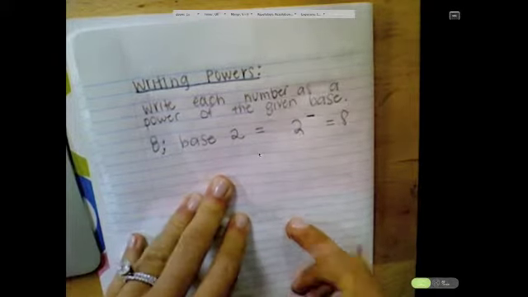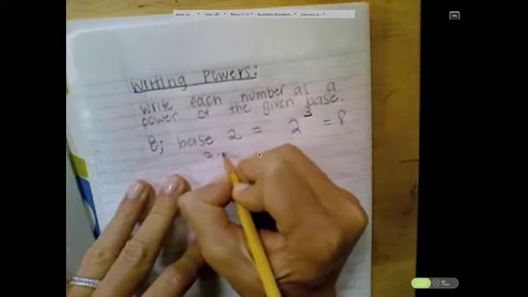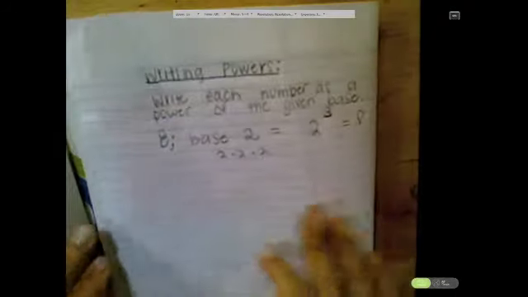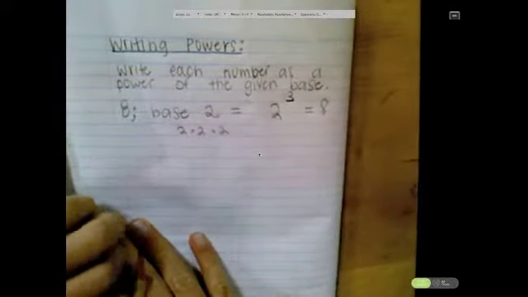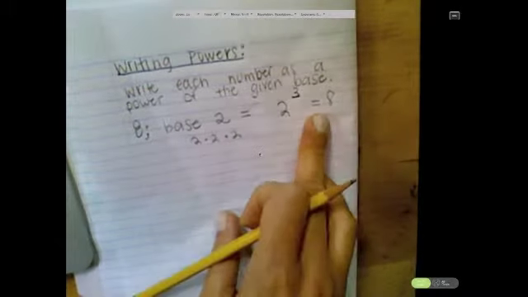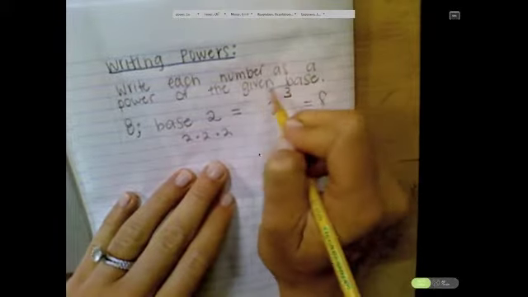Good. We know that 2 to the power of 3 is 8 because 2 times 2 times 2 is 8. If you don't know that off the top of your head, all you have to do is multiply the base by itself until you get the solution that you're looking for. So my answer is this, 2 to the power of 3.